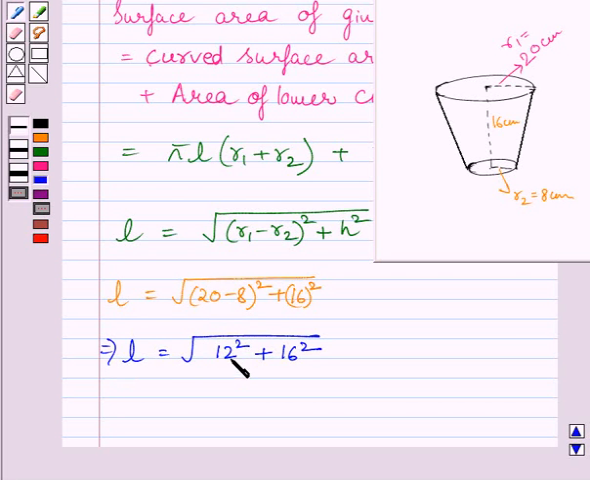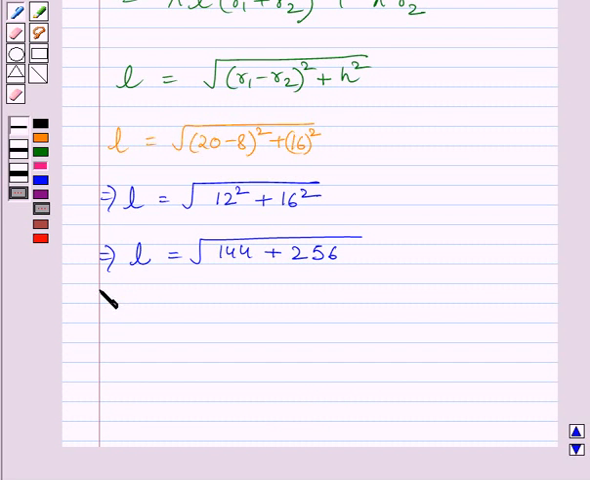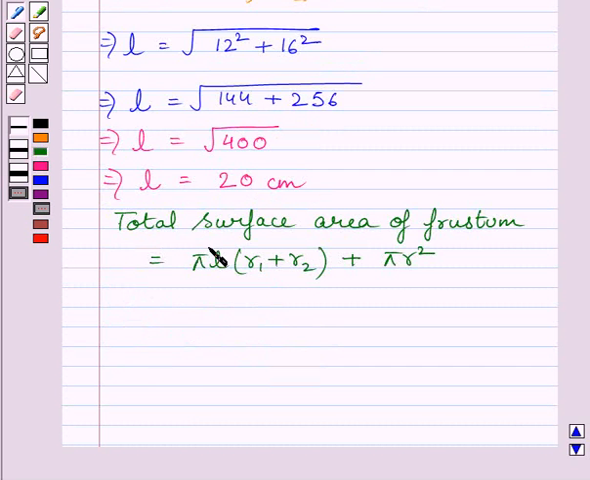So we can write here 12 square. Now this implies slant height is equal to square root of 144 plus 256. Square of 12 is 144 and square of 16 is 256. Now adding these two terms, we get L is equal to square root of 400. Now this further implies L is equal to 20 centimeters. Now we know total surface area of frustum is equal to pi L multiplied by R1 plus R2 plus pi multiplied by square of R2. Now substituting corresponding values of L, R1 and R2 in this expression, we get pi multiplied by 20 multiplied by 20 plus 8 plus pi multiplied by square of 8.